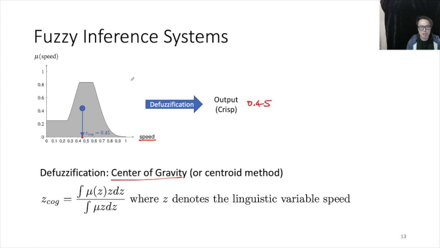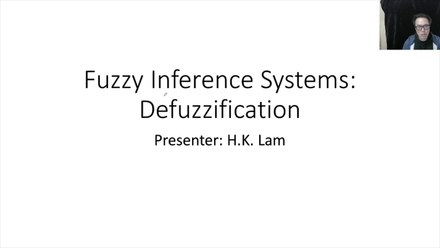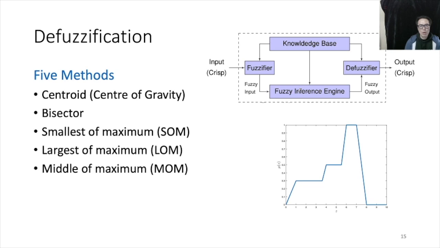I'm going to talk about the defuzzification process in the fuzzy inference system. Just to recall, we have a defuzzifier right here, as well as the fuzzy output. The fuzzy output is something we collect: the output membership function, the aggregated membership function, in this particular form. According to different inputs, we will have a different shape of the aggregated membership function. That is the fuzzy output.